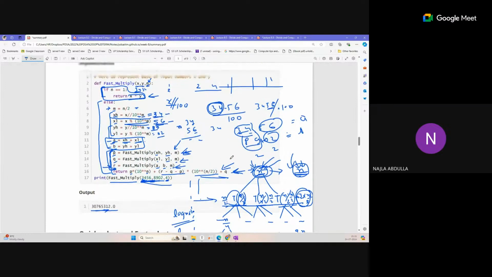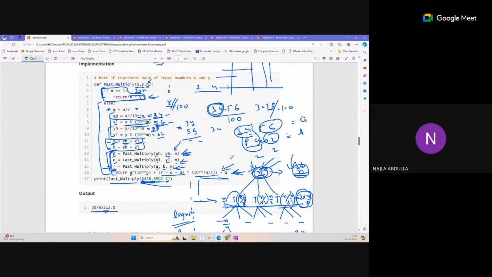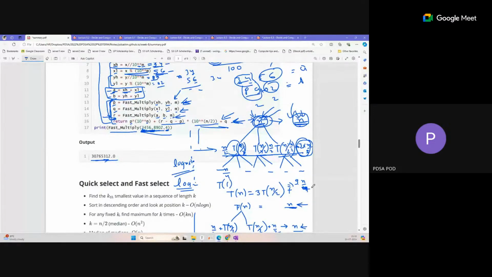But sir, if it is an odd number, how will it work? Because this is 4 digits. It will work because here we are performing a division process. So if we get a 5 digit number, this will perform like 5 divided by 2. So you will get 2 as the first part and the other part of size 3. In this way we are breaking this problem.